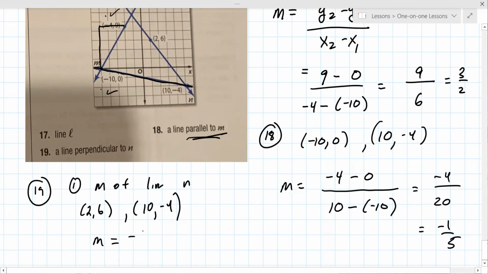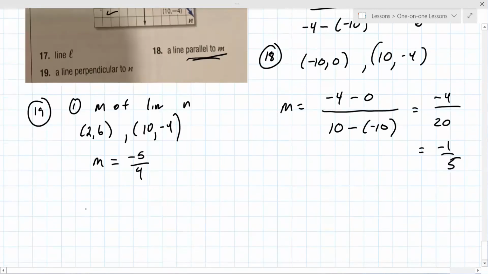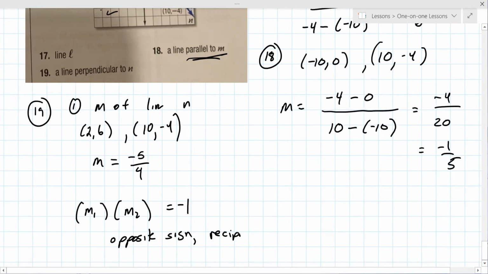-5/4. Okay, so I mentioned this earlier. Two lines are perpendicular if the slope of one line times the slope of the other line equals -1. Sometimes this is better phrased as opposite sign reciprocal. So that means you flip this and then you change the sign. If it's positive, it goes to negative. If it's negative, it goes to positive. So you got 4/5 there. Oh, okay.